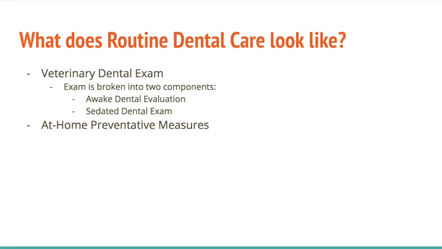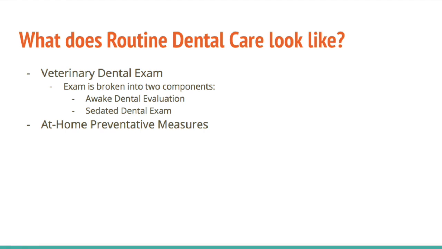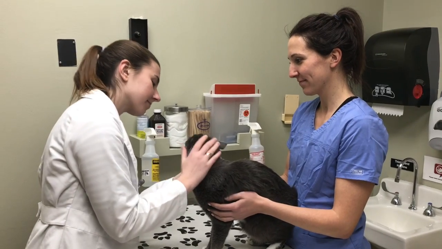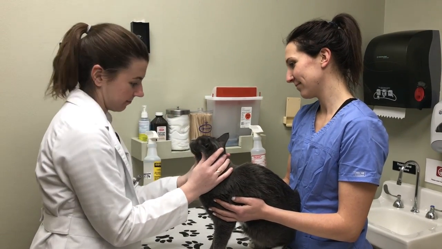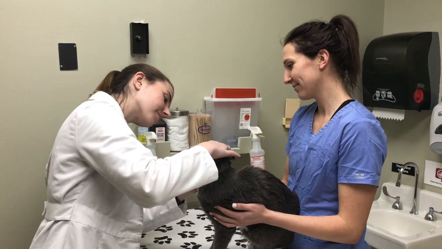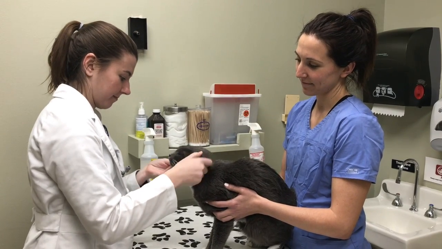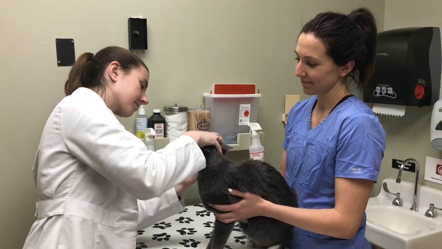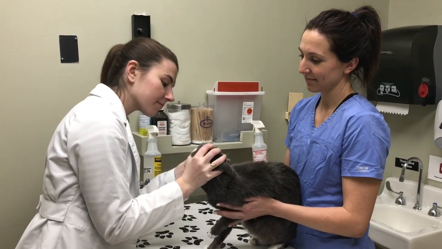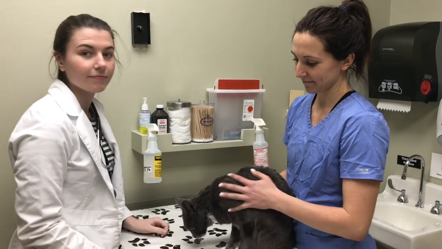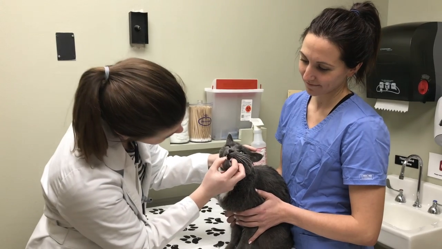Routine dental care can be thought of as at-home preventative measures, as well as the veterinary dental exam, which is further broken down into the awake dental evaluation and then the sedated exam. The first oral exam involves evaluation of the external features of the cat's face. Asymmetry of the cat's face and gently feeling for pain can help identify disease within the cat's mouth. Your veterinarian will also attempt to look at the outer surfaces of your cat's teeth to look for any buildup and to also assess the gums for redness and inflammation. This part of the exam is often fast and difficult to perform.